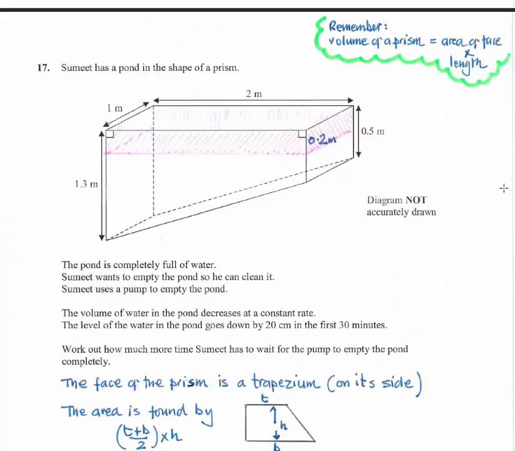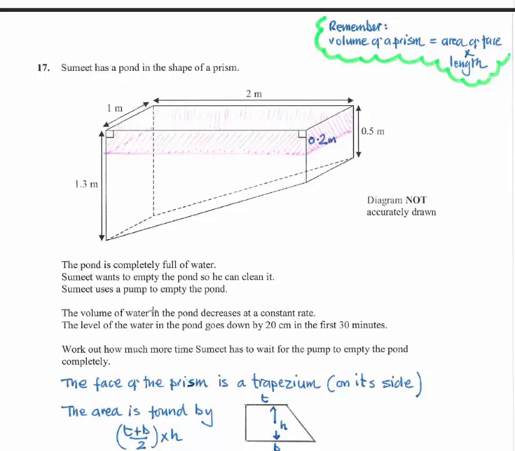Okay, question 17. Summit has a pond in the shape of a prism. There's a key word, really important. The pond is completely full of water. Summit wants to empty the pond so he can clean it, and he uses a pump to empty the pond. The volume of the water in the pond decreases at a constant rate. The level of the water in the pond goes down by 20 centimeters in the first 30 minutes. Work out how much more time Summit has to wait for the pump to empty the pond completely.